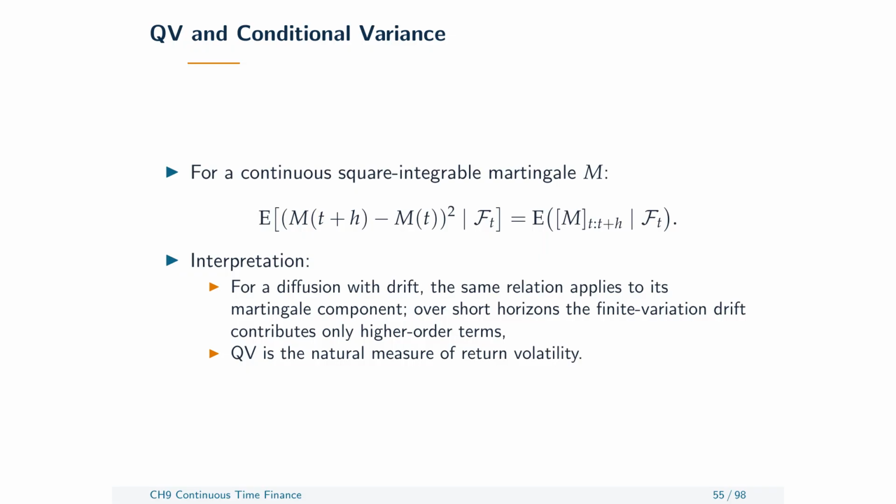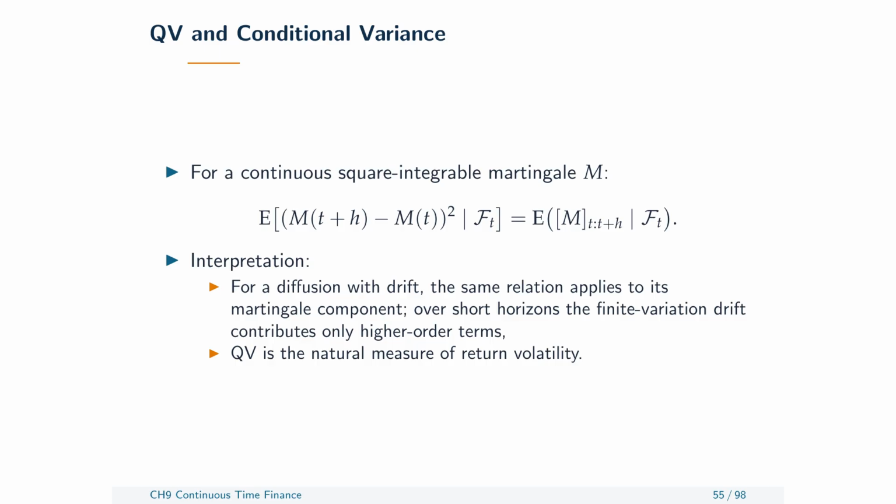A finite variation path with jumps instead contributes the sum of its squared jump sizes. For a diffusion with drift mu and diffusion coefficient sigma, quadratic variation accumulates the integral of sigma squared over time. The finite variation drift contributes zero quadratic variation.